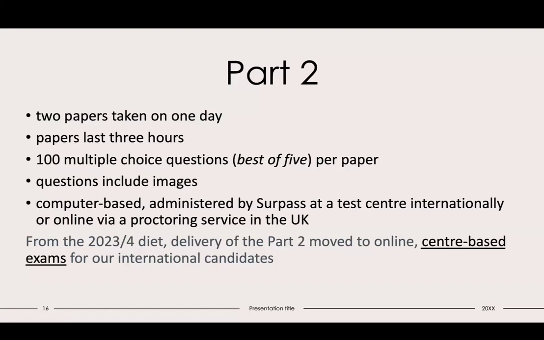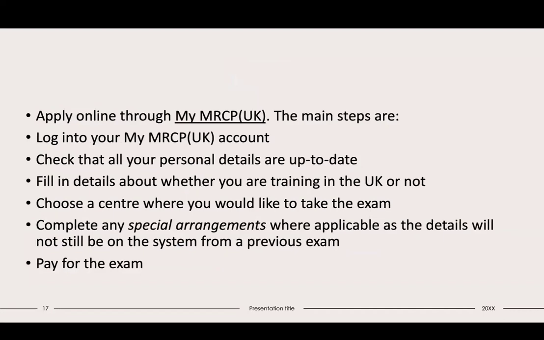Part 2 is two papers taken on one day. Papers last 3 hours each, with 100 multiple choice questions, best of 5, per paper. Questions include images, and the exam is computer-based, administered by Surpass at a test center internationally or online via a proctoring service in the UK. That is available as well. Delivery from now on moves to online for Part 2, and center-based exams for our international candidates.